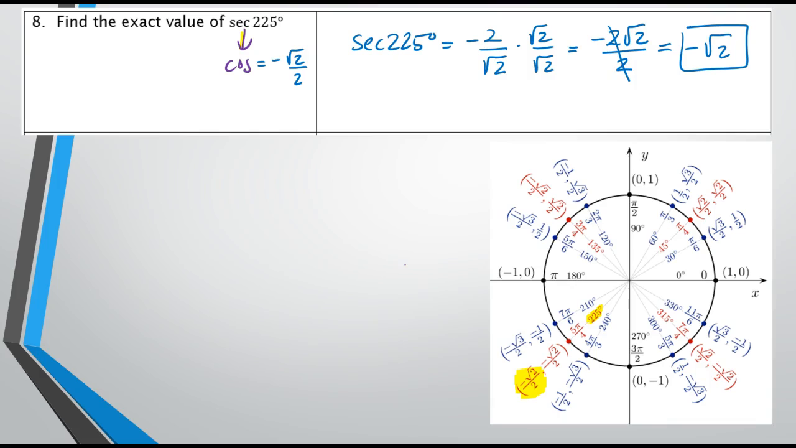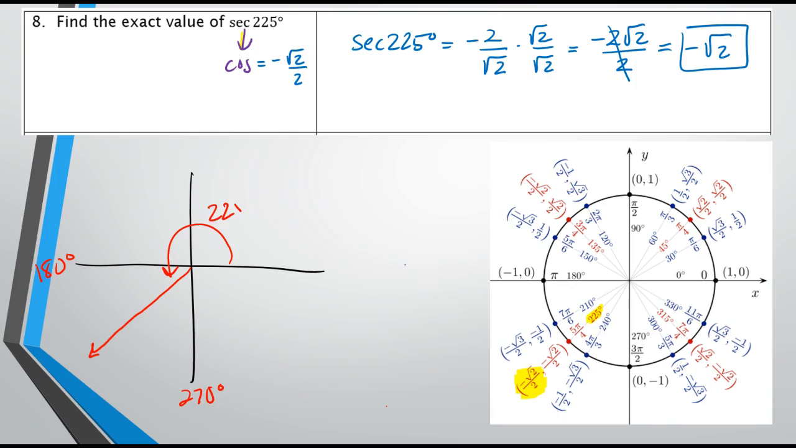If you did not want to use the unit circle, we would first graph 225 degrees, which would be in quadrant 3, because it's between 180 and 270. It's actually exactly in the middle of the two. So this would be my 225 degree angle. Now I'm going to connect the x-axis and make it into a right triangle.